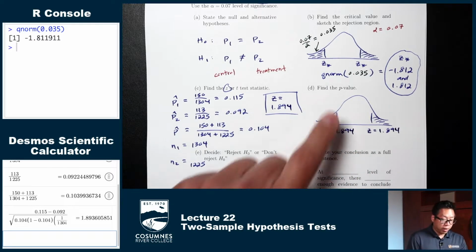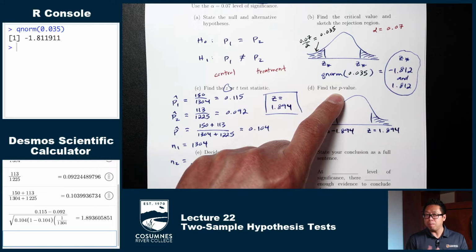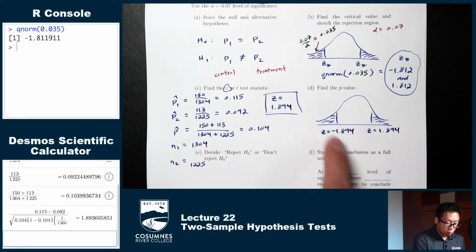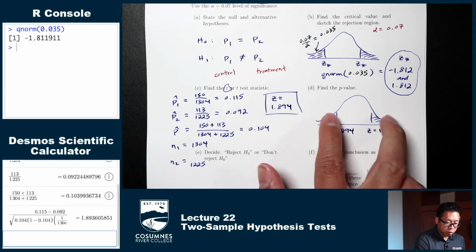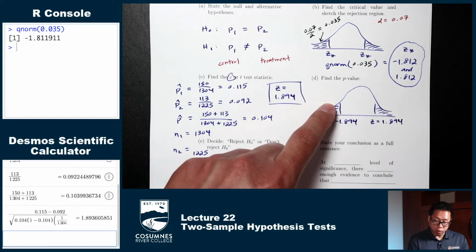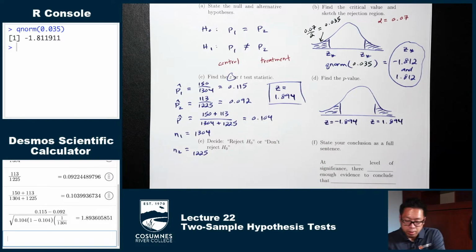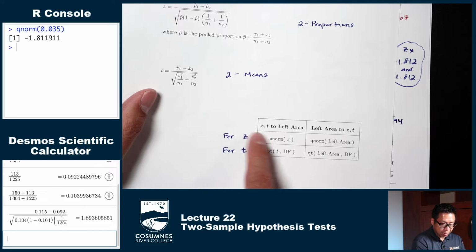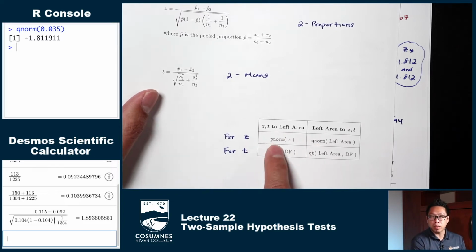And our job here is to find the p-value. So p here stands for probability. Probability is another word for area. So we're looking for the area of these two shaded regions together. This is a z to area question. So for z's, it will be p norm or q norm. This is a z to area, p norm. So p norm.